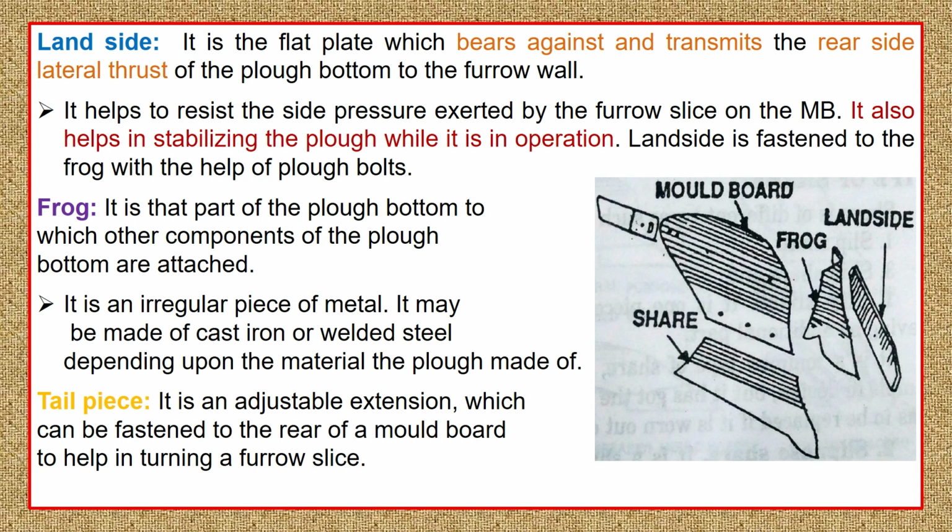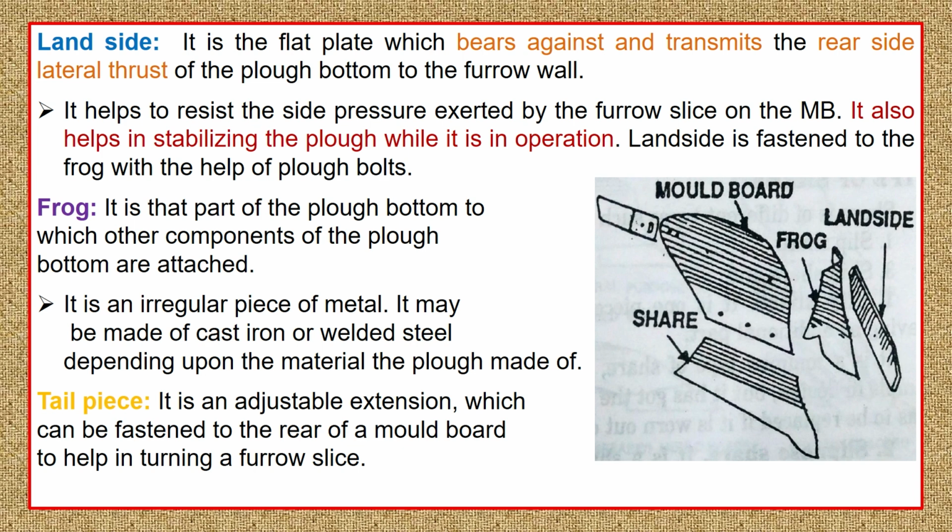So that will tend to cause a rotational effect on the plough, and if that implement is not stabilized from that rotational effect, then ploughing is quite difficult. To nullify that rotational effect acting upon a plough bottom, land sides are provided. Land sides move against the furrow wall, and that's how they transmit the lateral thrust into the furrow wall. So it helps to resist the side pressure exerted by the furrow slice on the MB plough moldboard, and it also helps to stabilize the plough when it is in operation.